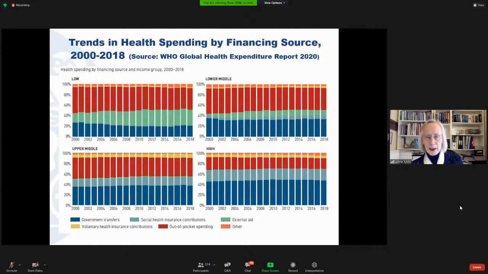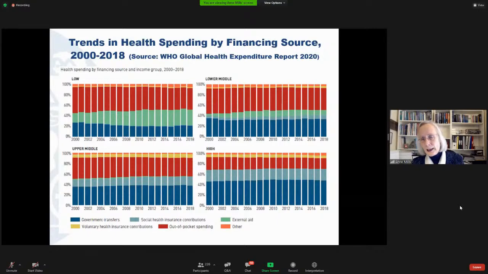So I think the shading of these graphs makes the pattern very visible: in low-income countries, one finds a high share of out-of-pocket payments. That's these bright red bars. As country income increases, this share falls, so out-of-pocket payments make up a smaller proportion of total health expenditure.